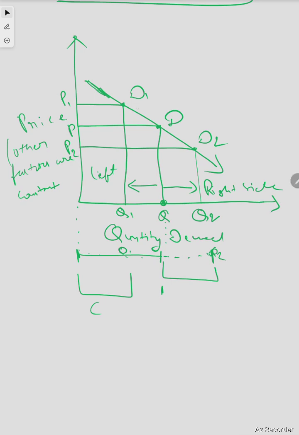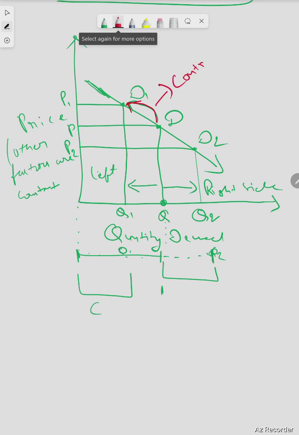In the demand curve, we can also say the shift from here to here, D to D1, is contraction. And from here to here, D to D2, it is expansion. Expansion in demand.